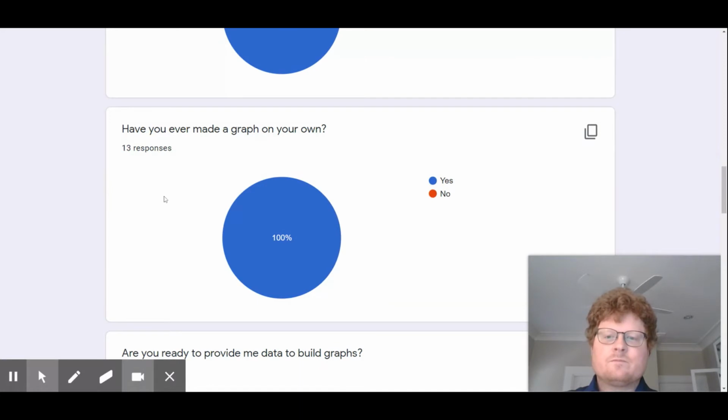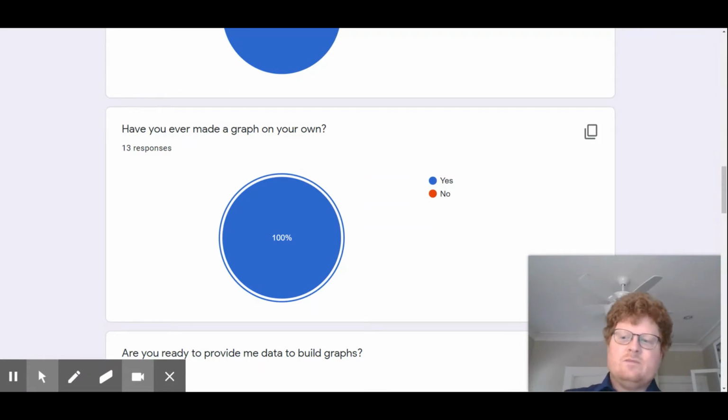Second one, have you ever made your own graph? It looks like all of you who've responded have made your own graph. Awesome. There are a few important aspects when you make your own graph. What type of graph are you going to choose? How are you going to represent the data with that chosen graph? What kind of labels, what kind of axes, what kind of information are you going to put on it? And how are you going to present it to people? These are just a few of the questions.